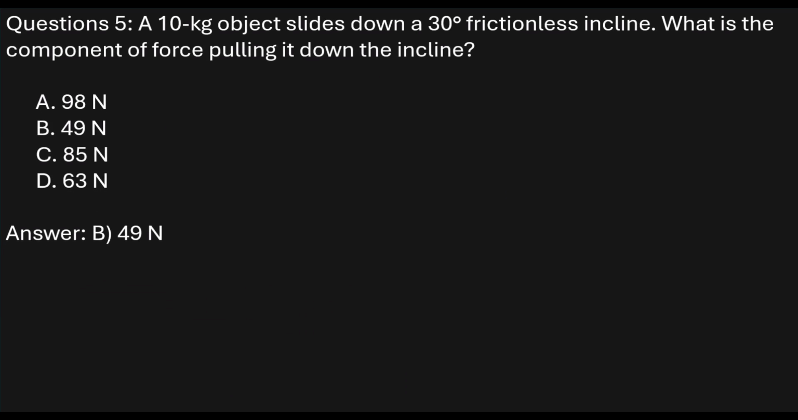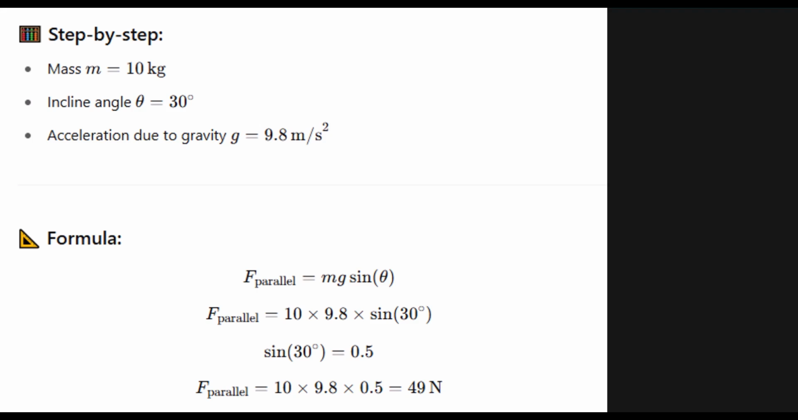So question number 5: a 10 kg object slides down a 30-degree frictionless incline. What is the component of force pulling it down the incline? Option A, 90 Newton. Option B, 49 Newton. Option C, 85 Newton. Option D, 63 Newton. Here the answer is 49 Newton, and you will get the equation here. This is the mathematical expression. Now let's come to another problem.